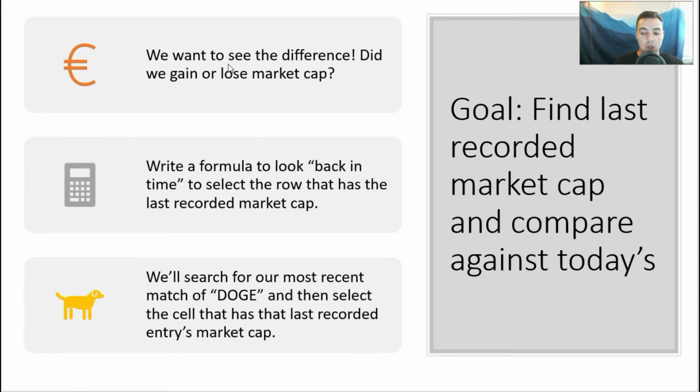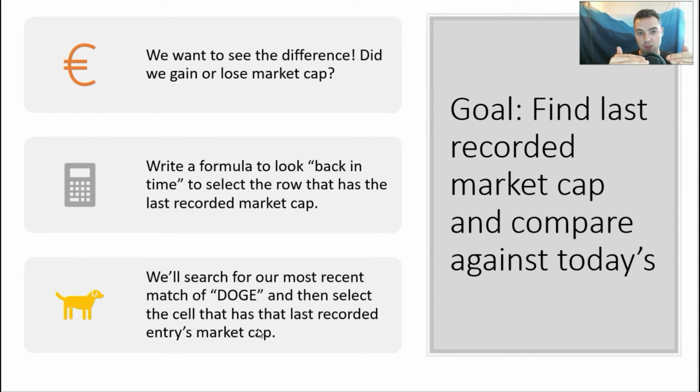So we're going to write a formula to look back in time in our data. I'm going to give you the formula, so don't worry, it's a pretty long one. And we're going to select the row that has the last recorded market cap figure. So the way this formula works in plain English is we're going to search for our most recent previous match of Doge, and then we're going to select that cell that has that last recorded entry for market cap, and then we're going to reference it. So this cell is going to be our previous market cap.